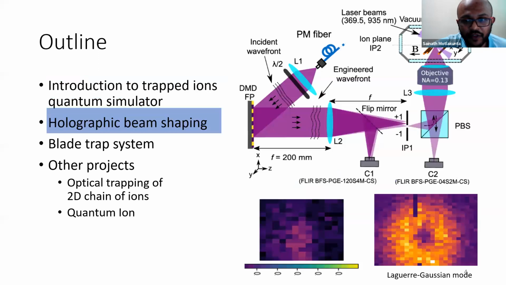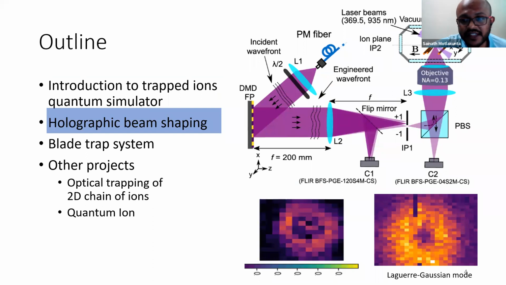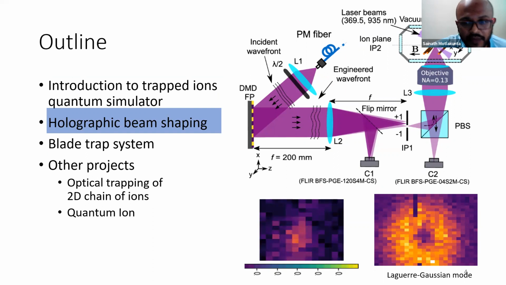Followed by that, I'll be talking about the holographic beam shaping. This is to solve the problem of individual ion addressing. That is one of the major problems in realizing a large-scale trapped ion quantum simulator. So here I'll also be talking about how we use a single atom as a sensor to calibrate and compensate for various optical aberrations introduced by the optical elements. So the scheme we have here is implemented in our existing ion trap called Fourier trap.